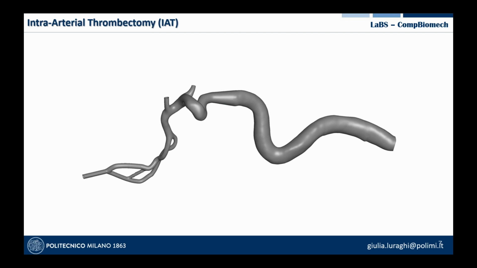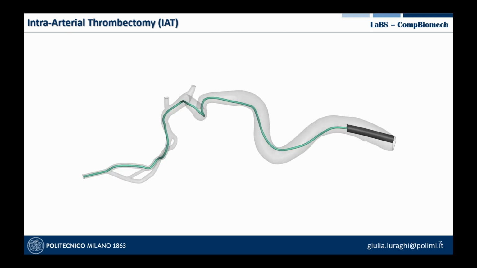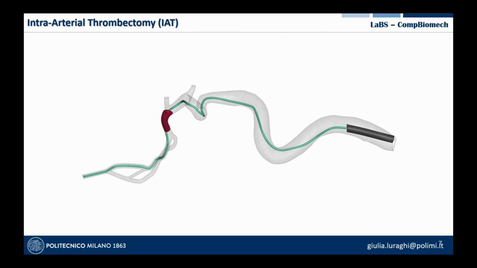As for the simulation, we have the vessel domain discretized with quadrilateral rigid elements. This is an assumption, of course, but the 3D printed material used to print the arteries was tested and was quite rigid, so we assume rigid elements in the simulation. And then the catheter to place the stent retriever, and the clots.